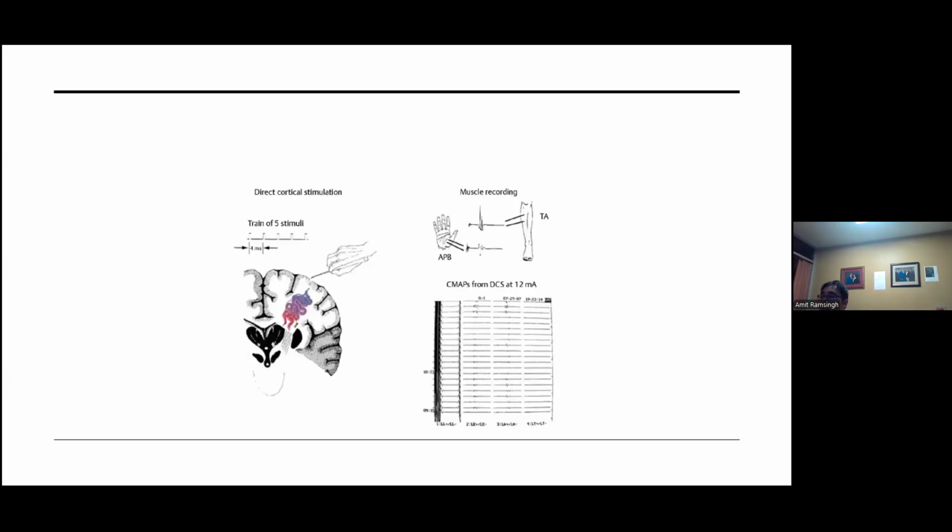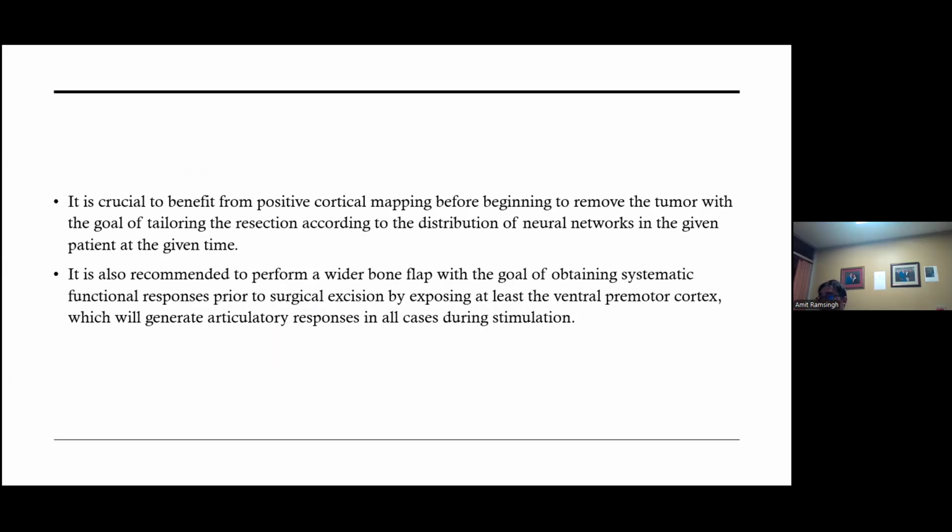Again, just a diagram illustrating the application of the monopolar probe and our train of stimuli, 5 to 7 hertz with a 4 to 7 millisecond interval between them. It's crucial to benefit from positive cortical mapping before beginning to remove the tumor, with the goal of tailoring the resection according to the distribution of neural networks.